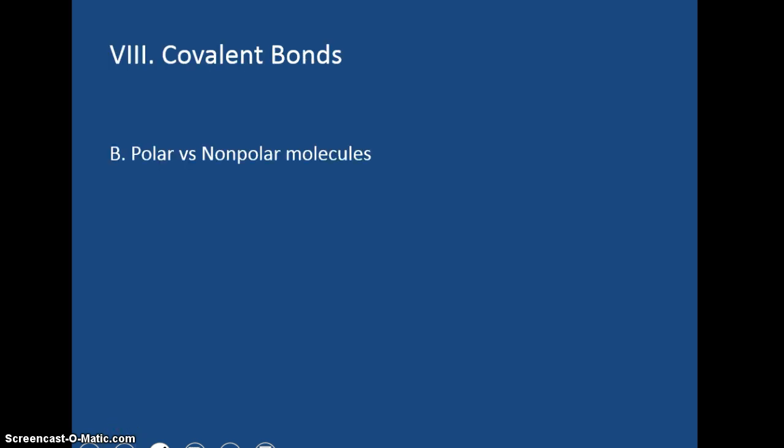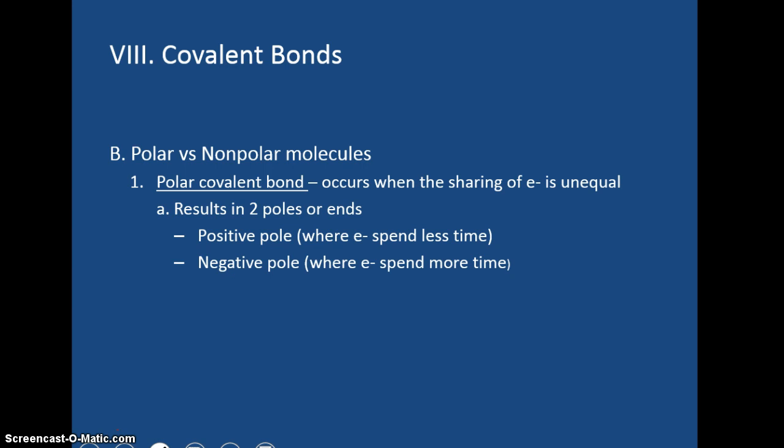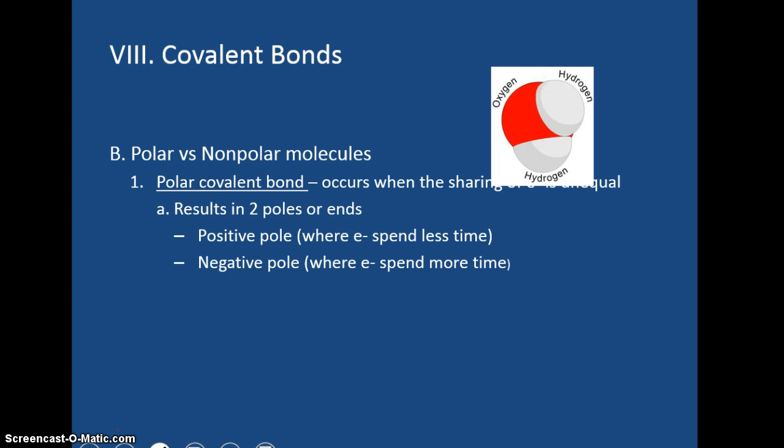Polar versus nonpolar molecules. A polar covalent bond occurs when the sharing of electrons is unequal. What happens is it results in 2 poles or ends. The positive pole is where electrons spend less time, and the negative pole is where electrons spend more time since electrons are negative. In this picture, water is polar. The oxygen actually hogs more of the electrons, and so that's the negative pole, whereas both hydrogens have a positive pole.